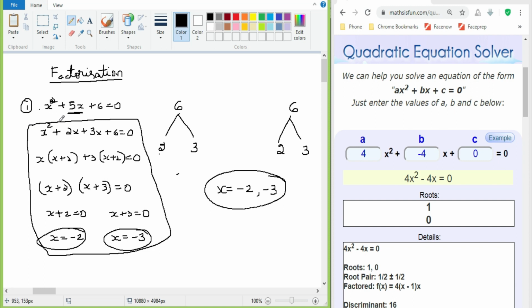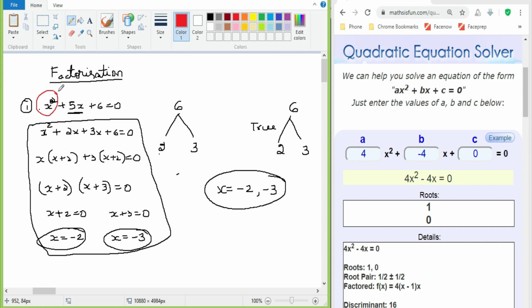Getting it? No need to follow any of these steps. Just take the negative of the tree values. I used to consider this as a tree here. A tree is being split into branches, so I consider that as a tree. Whatever value you get, just take the negative. This will be considered only when the coefficient of x square is 1, guys. This technique can be applied only when the coefficient of x square is 1.